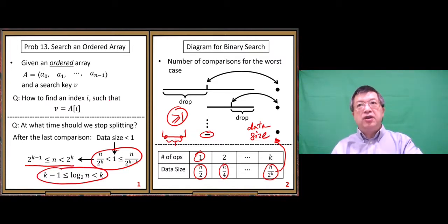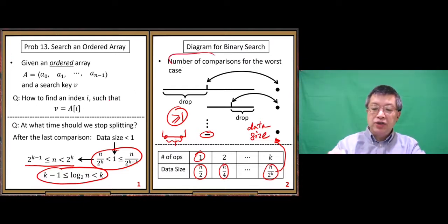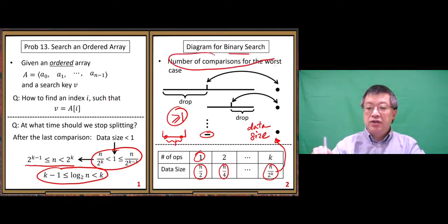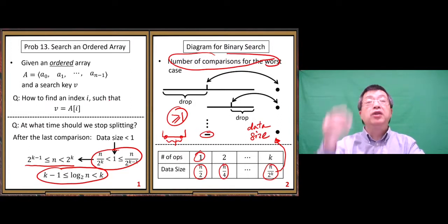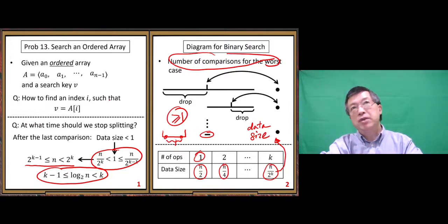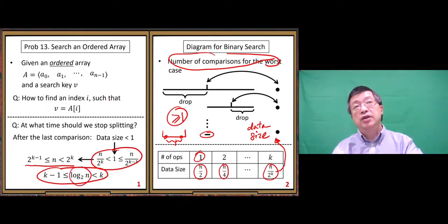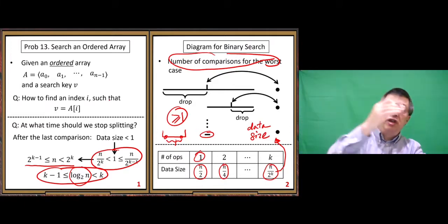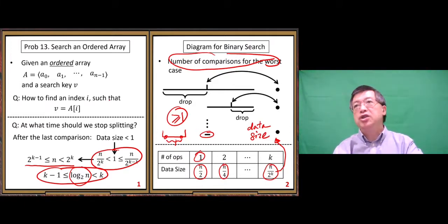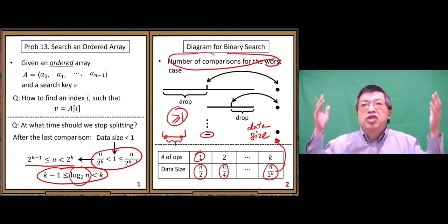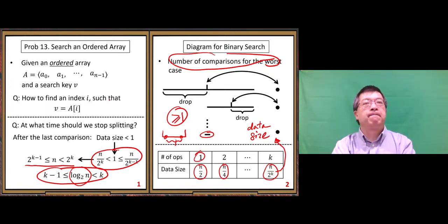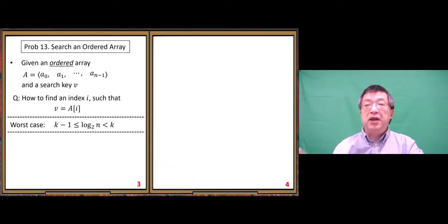But the answer, the number of comparisons for the worst case, should be an integer, right? It cannot be, because for a general n, log base 2 of n is not necessarily an integer. So we have to take the floor or ceiling function to make it an integer. But what is the precise answer? We need to know. So in our next slide, we want to find that answer.